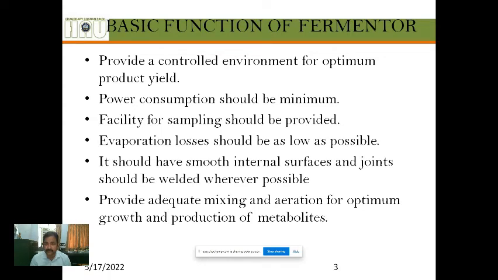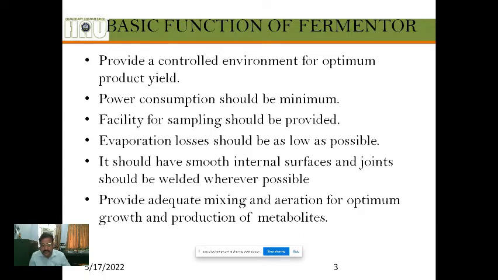But before going to this, let's recall the basic functions of the fermenter, why the fermenter is there, and what it is needed for. The very first thing is it provides a controlled environment, and this controlled environment is optimum for the product yield. Your product can be your enzyme, a secondary metabolite, or biomass itself. And as we know, the fermenter is most widely used in the industries, and it's a main component of bioprocess engineering. So we must think on the economical concept of this.